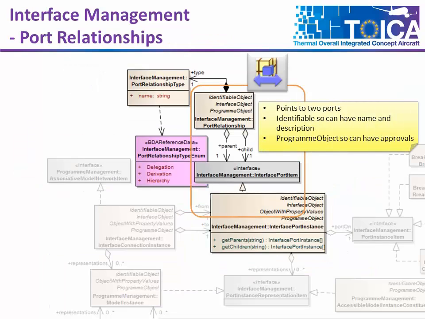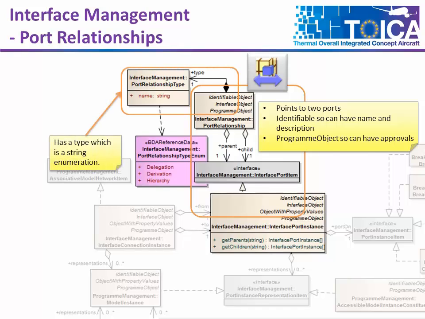Now to look at the UML diagram for port relationships. A port relationship points to two and only two ports. It's identifiable, so it can have a name and a description, and it's a program object, so it can have approvals. It also has a type which tells you what type of relationship. Again, this is external to the business object model, and some examples can be delegation, derivation or hierarchy relationships.